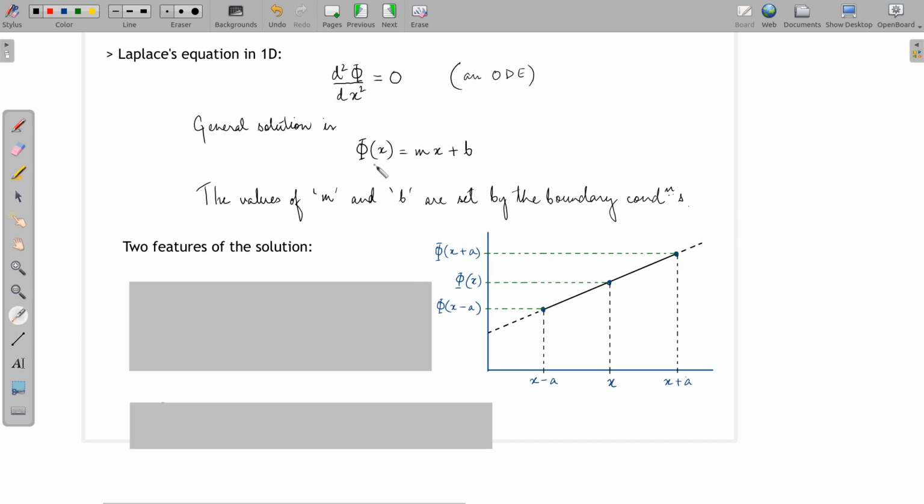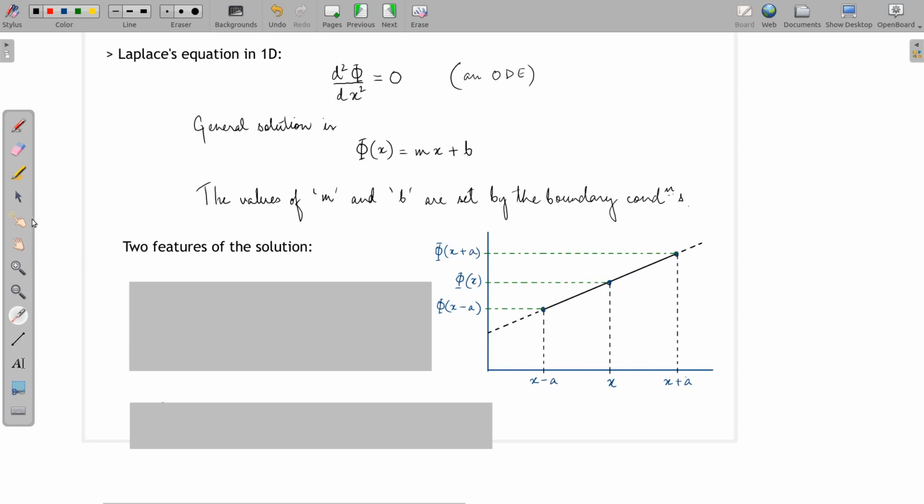This is how the solution would look. As you can see, the general solution is linear. Here I am assuming that the slope is positive, but you might as well have a scenario where the slope is negative. Along the y-axis we have phi, along the x-axis we have x, and the variation of phi with respect to x is going to be a straight line.